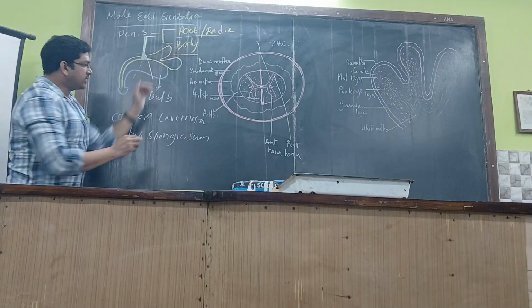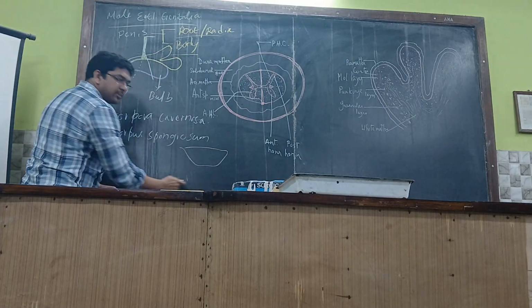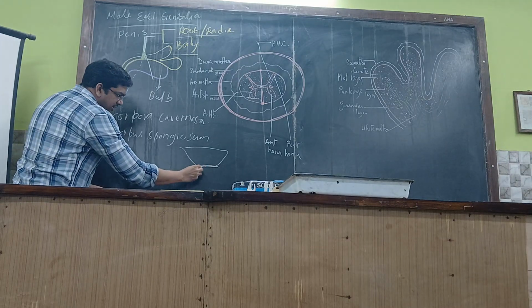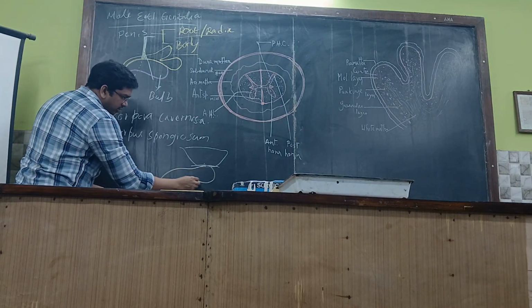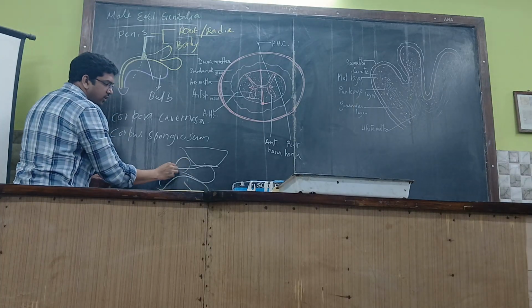For example, this is the deep perineal pouch. This is the superficial perineal pouch over here. Here will be the perineal membrane. So the bulb of the penis will be close to this part in this manner, and the corpora cavernosa will be situated on either side.